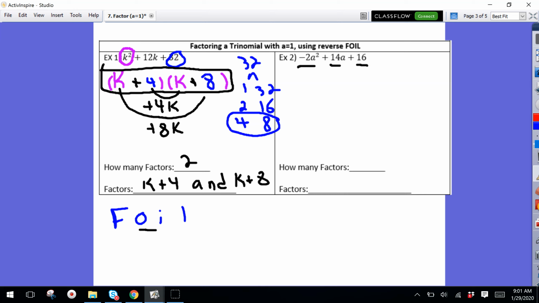I do not want my first term to be negative, because when I'm doing FOIL, I want to not have to worry about the sign of the first term like I did here. I didn't really have to worry about whether the k is positive or negative. So we're going to take out a -2 from here. And so you're going to have a squared minus, so 14 divided by -2 is -7a, and 16 divided by -2 is -8. And so now we're going to go ahead and try to factor that trinomial into 2 binomials.